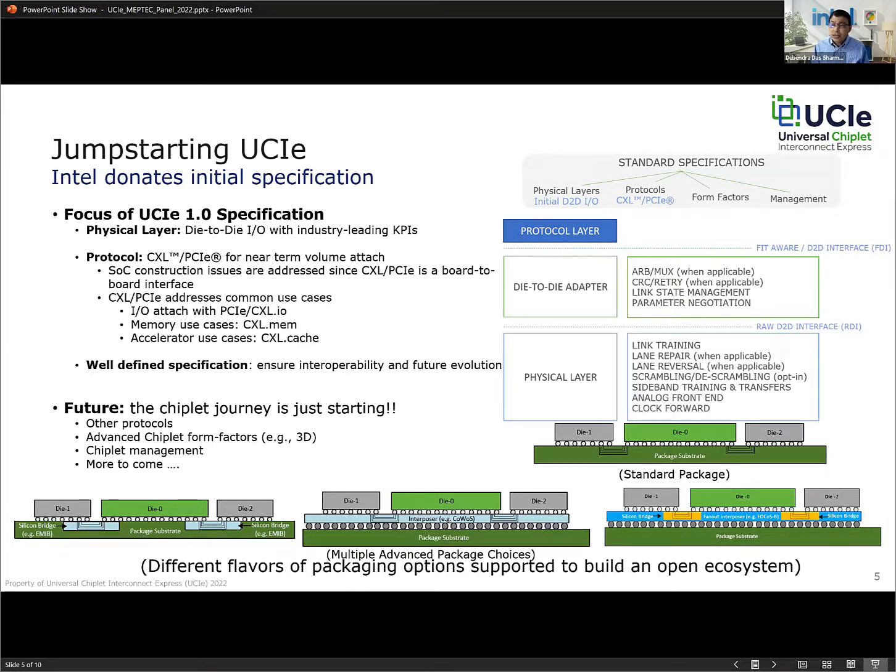And this journey is just starting, right? If you look at other successful standards, the first generation of the specification is not the end. It's a good starting point, and after that, we build on it. PCIe is currently at the 6th generation. CXL is at the 3rd generation. New usage models keep getting added, and more and more capabilities come in. So this is just the start, and we're going to look into other protocols and other advanced chiplet form factors like 3D, chiplet management, and many more, right? Once the consortium gets going, the industry really innovates on a well-defined standard mechanism.